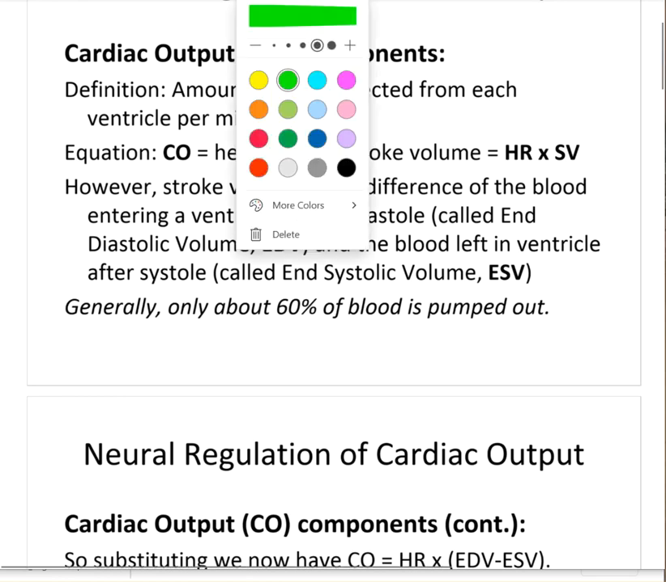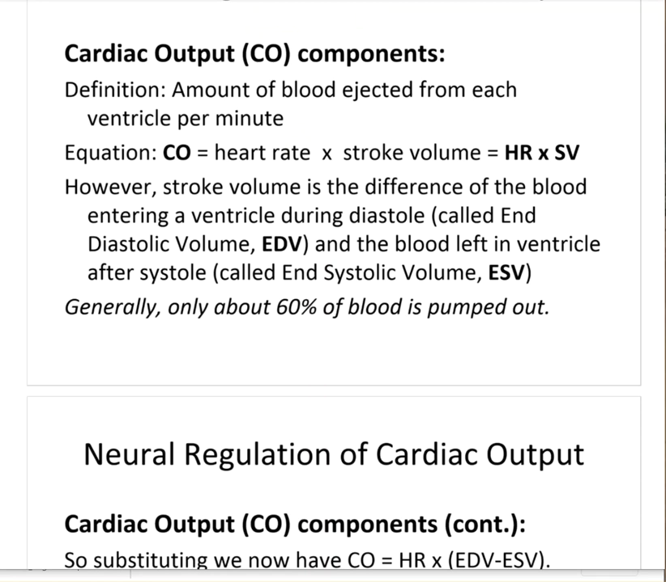So let's take a look at this, and we'll highlight some things. So cardiac output is the amount of blood ejected from each ventricle per minute. So remember a little bit ago I was talking about stroke volume, and I said stroke volume was the amount of blood that went out of one ventricle during one contraction. And so all cardiac output is, we say, what is our heart rate per minute, and how much stroke volume is going out on average each heartbeat. Multiply those together and we get cardiac output, okay? So cardiac output gets simplified to heart rate times stroke volume. That's the equation.